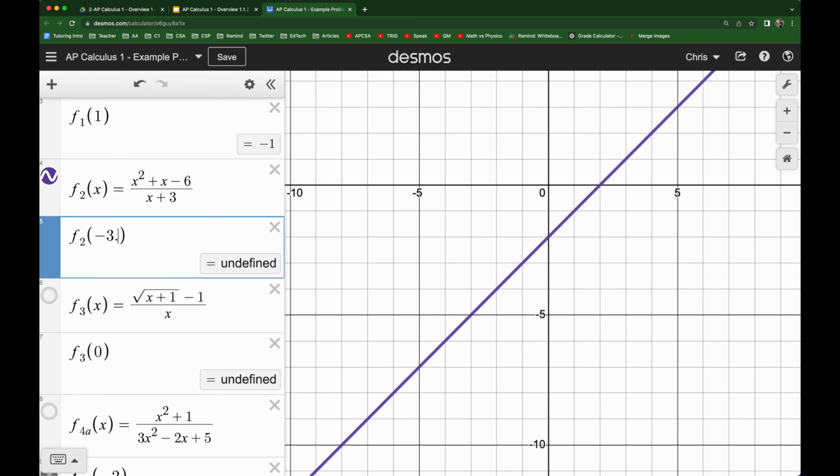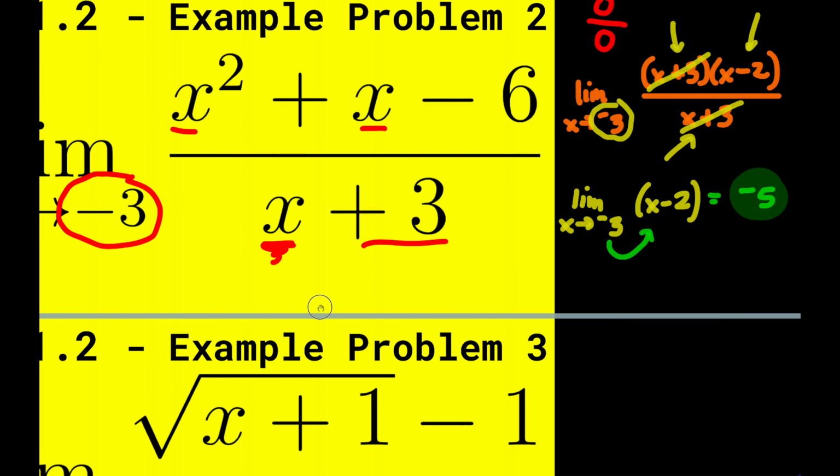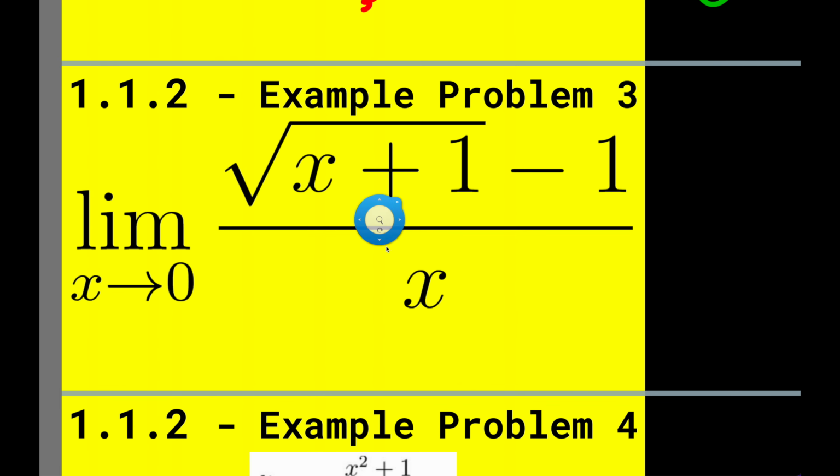So I'm going to do like negative 3.01 and then just put a bunch of zeros at the end of it. You can see that this is getting closer and closer to negative 5 numerically. You also want to do the other side of negative 3, so negative 2.999. You can see that gets closer and closer to negative 5 as well. So how we're doing this is working as we're evaluating it algebraically. So you end up with negative 5 there.